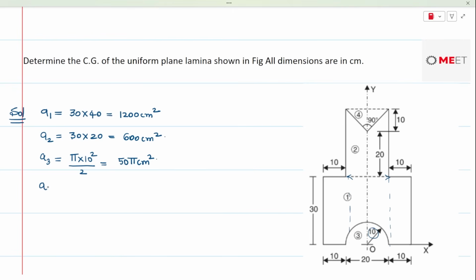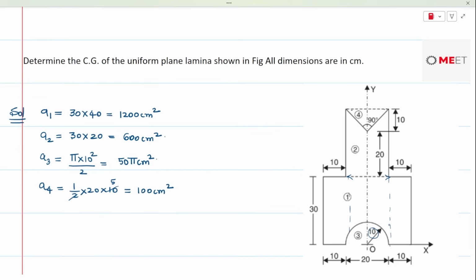Next is A4, which is the triangle. So that's half into base into height. Base of the triangle is 20. If we extend these lines, they will coincide with the diameter of the semicircle. So base is 20 and height is 10. So 20 into 10 is 200, and half of this is 100 centimeter square.